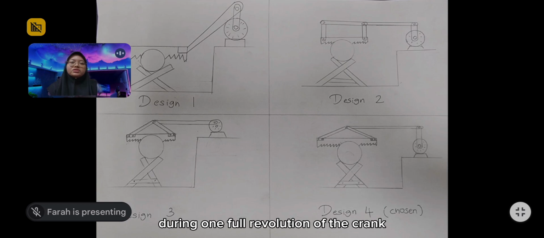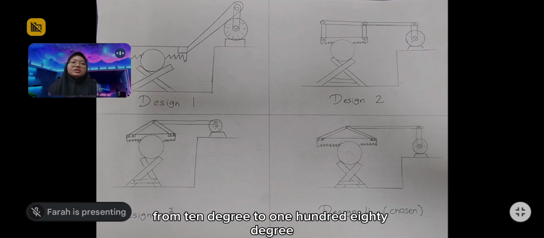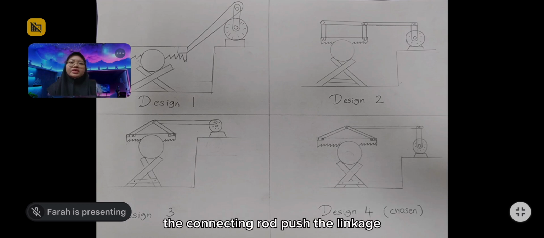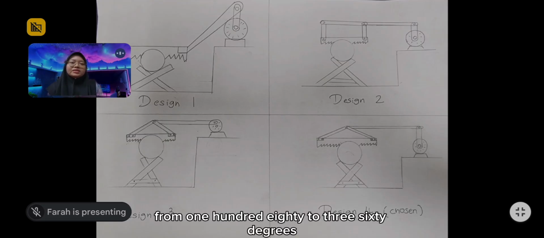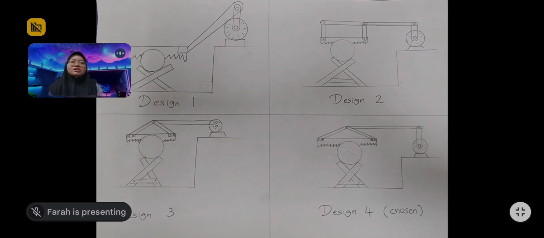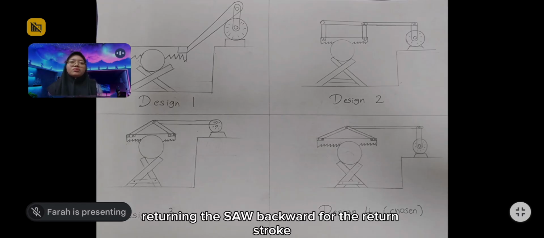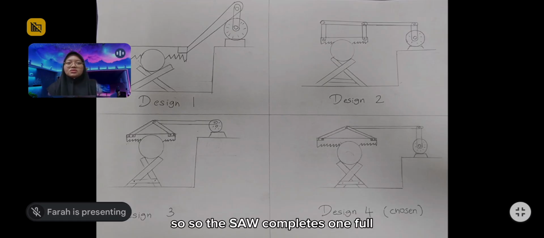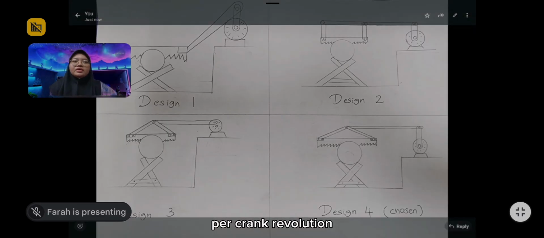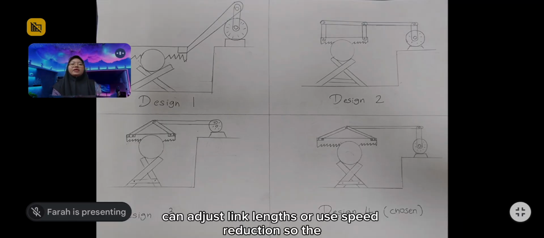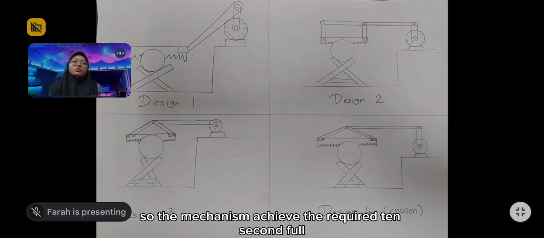During one full revolution of the crank, from 0 degrees to 180 degrees, the connecting rod pushes the linkage, moving the saw forward through the cutting stroke. From 180 to 360 degrees, the rod pulls back, returning the saw backward for the return stroke. So the saw completes one full reciprocating cycle per crank revolution, and we can adjust link lengths or use speed reduction so the mechanism achieves the required 10-second full cycle.